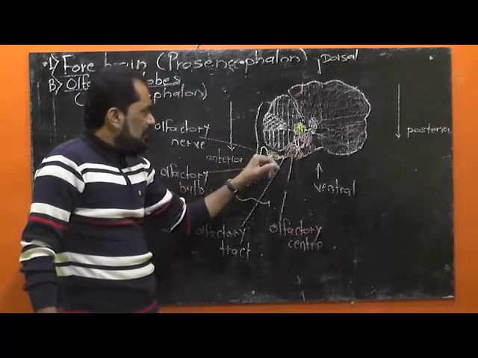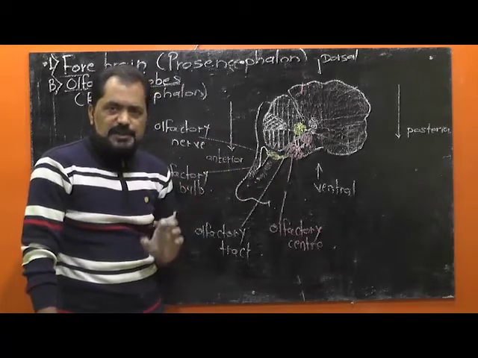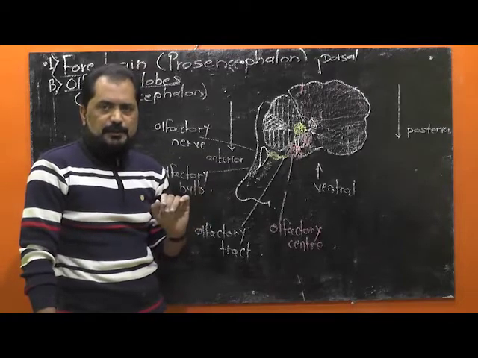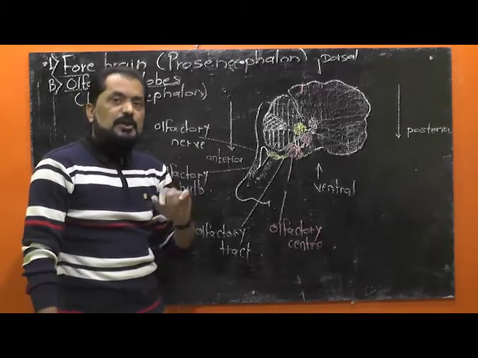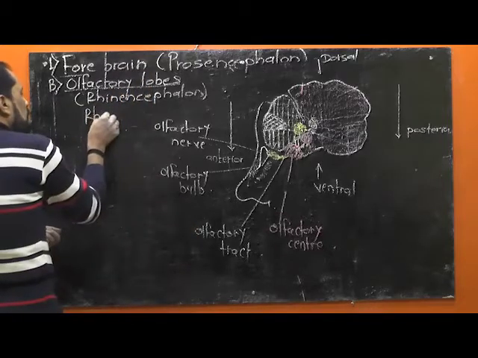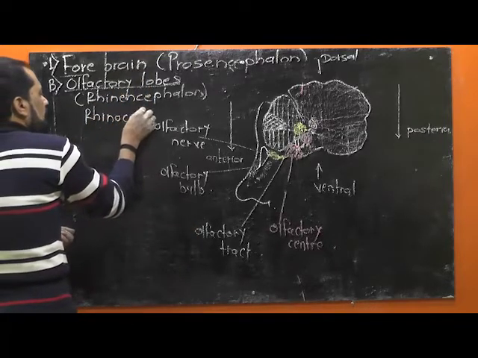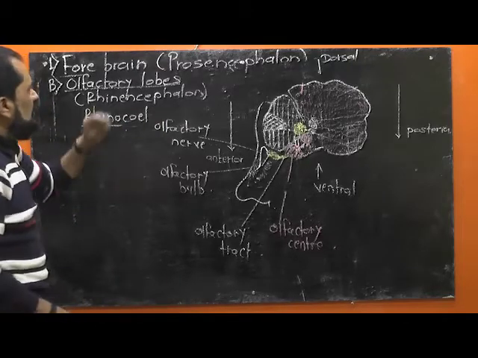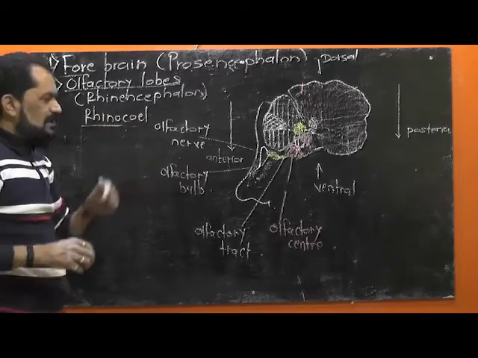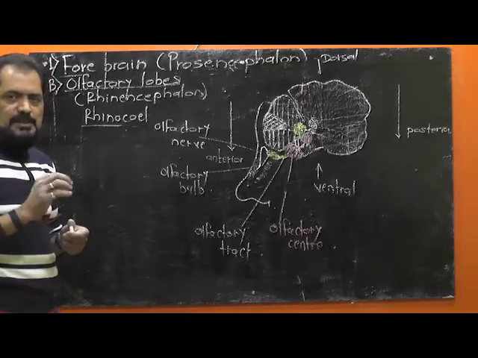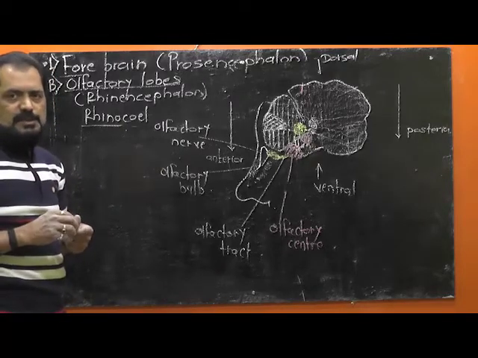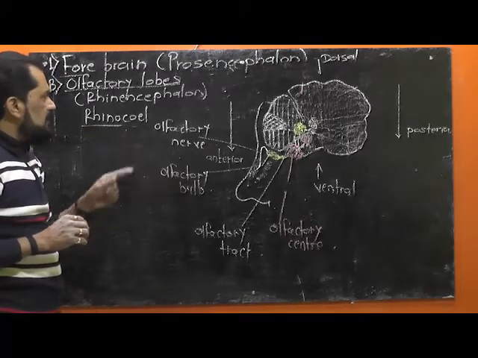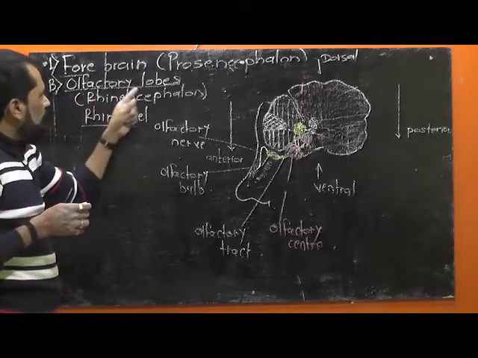Second thing, here these olfactory lobes are solid structures. These are not hollow. It does not contain any cavity. Actually, the cavity of the olfactory lobes is known as rhinocele. Here rhino stands for rhinencephalon, that is the olfactory lobe, and cele stands for the cavity. C-O-E-L, cele. This word stands for coelom, cavity, and rhino stands for the nodes or olfactory lobes or rhinencephalon.